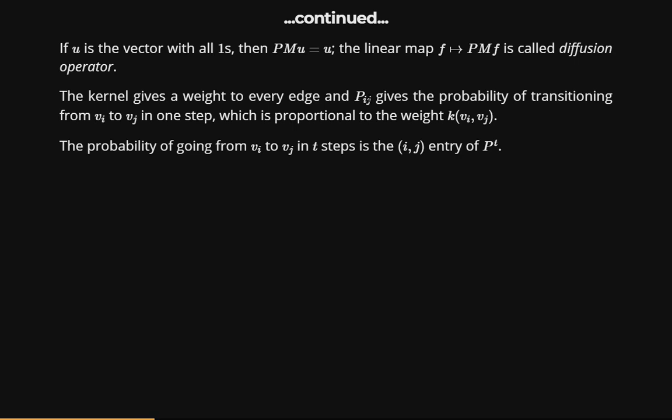So you can generalize this: the probability of going from Vi to Vj in t steps is the ij entry of the power P to the t. If you repeat the process, I'm actually explaining a Markov chain, but anyway.